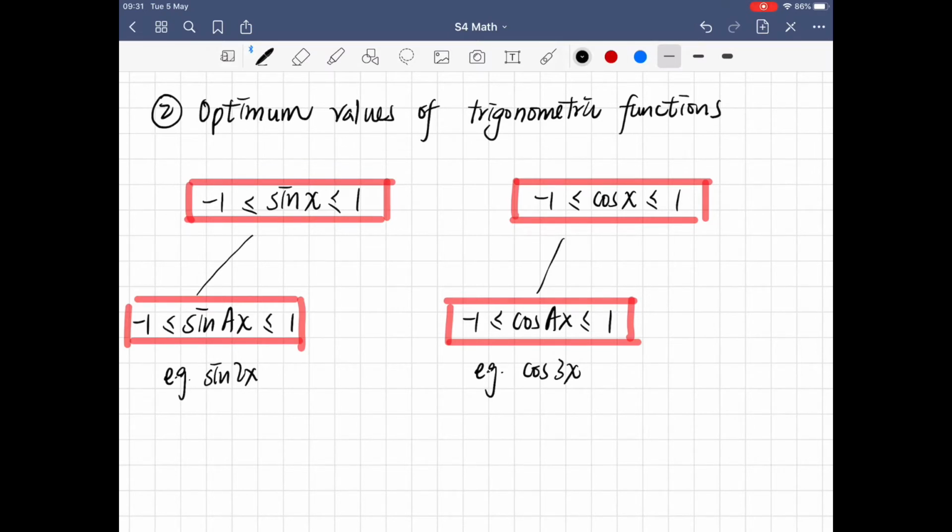Okay, so the last thing, that is we take the square of sine and cosine. So we have sine square x and cosine square x. Okay, when we take the square, it doesn't change the maximum for sine square and cosine square. So it's still 1, but for the minimum, it will become 0.